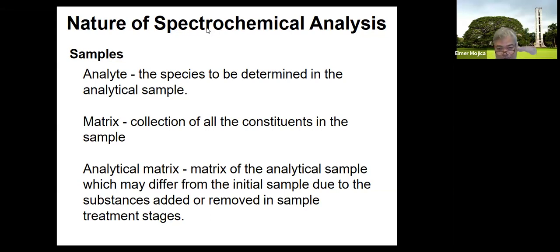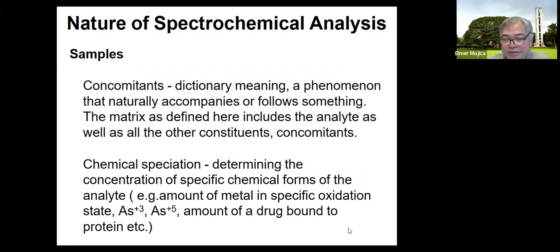Now, if you have a matrix as defined here, and it includes the analyte as well as the other constituents, you can also call it as what? Concomitants. So in a concomitants, this is, we could say, the dictionary meaning any phenomenon that actually accompanies or follows something. So the matrix here, as defined, includes the analyte as well as other constituents. Okay, are concomitants.